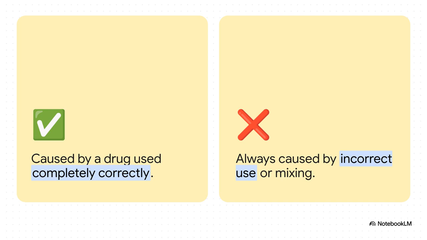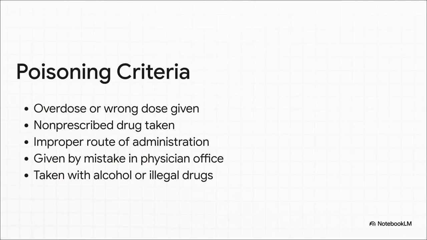A poisoning, on the other hand, is always caused by incorrect use. And keep in mind, poisoning encompasses way more than just intentional self-harm. It includes giving the wrong dosage, taking a non-prescribed drug, improper administration routes, or even a medication given by mistake in a physician's office.